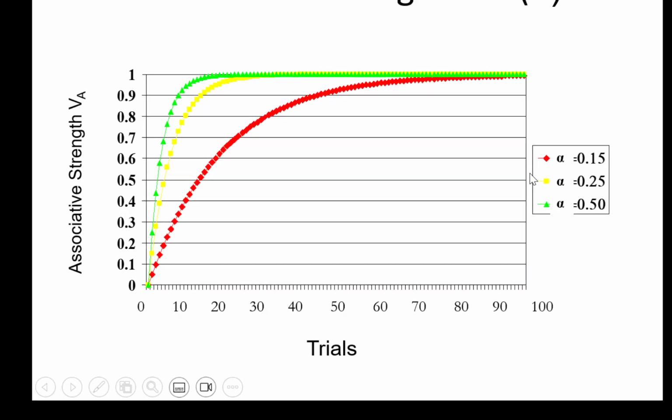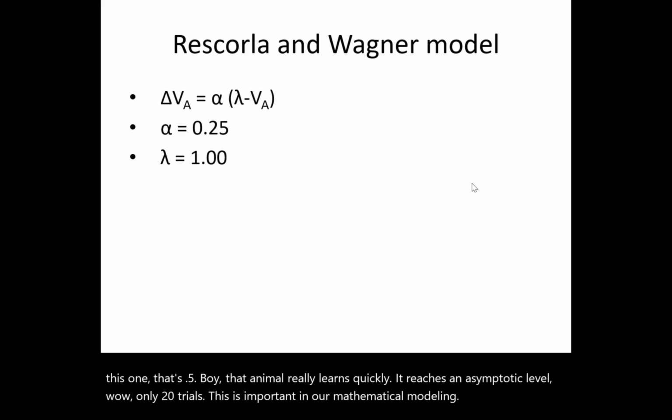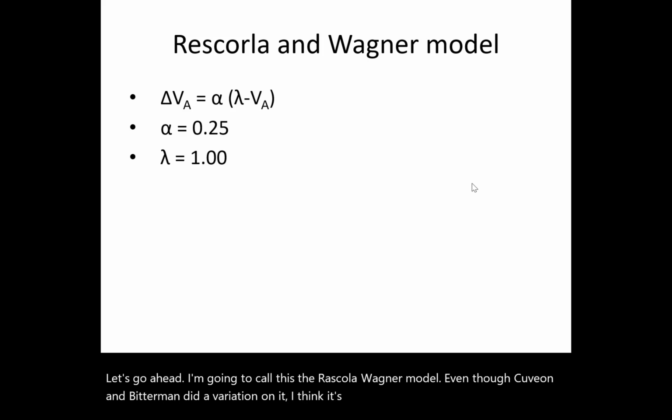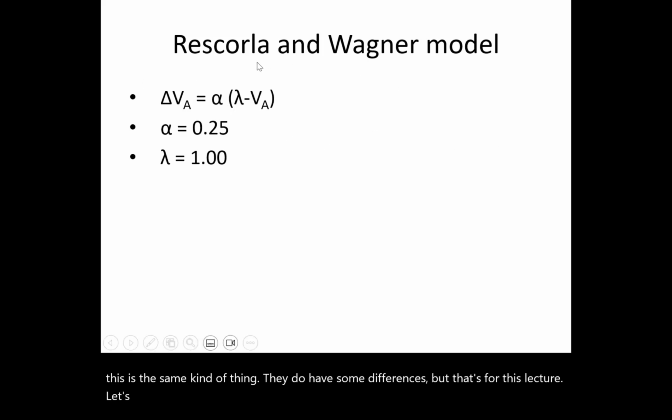This is important in our mathematical modeling. Let's go ahead. I'm going to call this the Rescorla-Wagner model, even though Kehoe and Bitterman did a variation on it. I think it's just important. We'll assume this is the same kind of thing. They do have some differences, but for this lecture, let's just assume we're talking about the Rescorla-Wagner model.